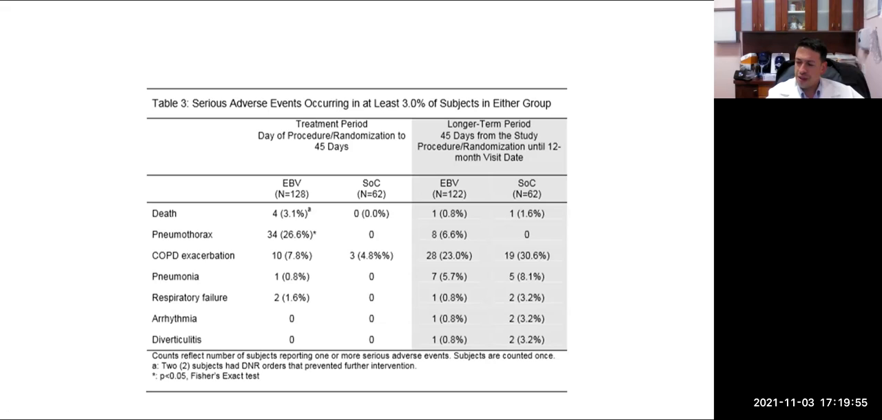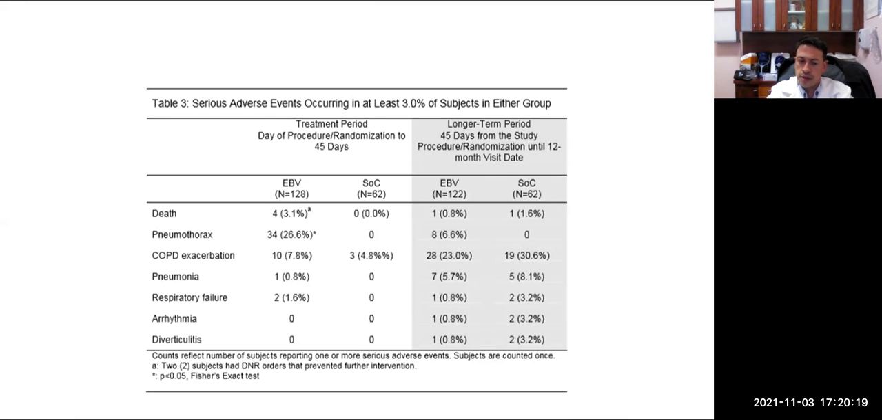COPD exacerbation, usually not a big deal, something you could easily handle. We haven't really sent anyone into respiratory failure. But again, that has to do with careful patient selection, which we're going to go over. Now, the real elephant in the room here is this first complication, death. Why was there a mortality? Which is very unusual to see a mortality in a device trial like this.